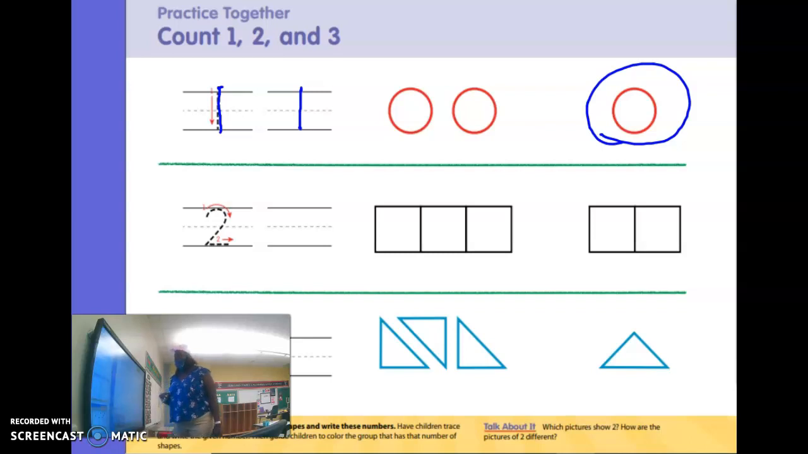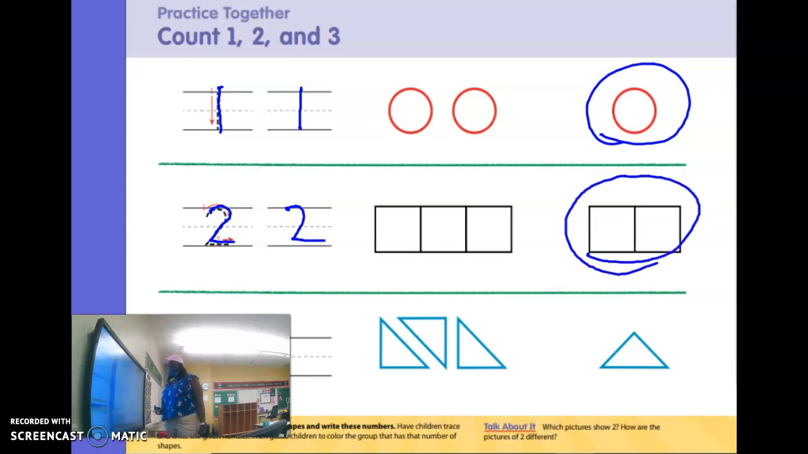Let's go to number 2, guys. Let's trace. We're going to start right here. This is going to be our first. Then we're going to come down and over like this. Y'all traced it? Okay, now let's do it by ourselves. Can't wait to see it. Now look, let's count. 1, 2, 3. Do we have 3? No, we have what? 2. So we're going to circle the 2.